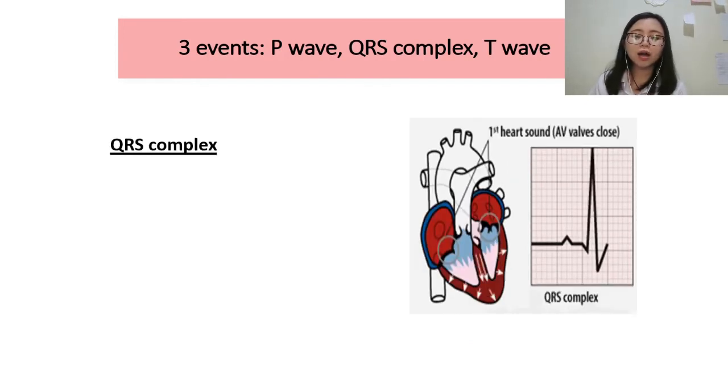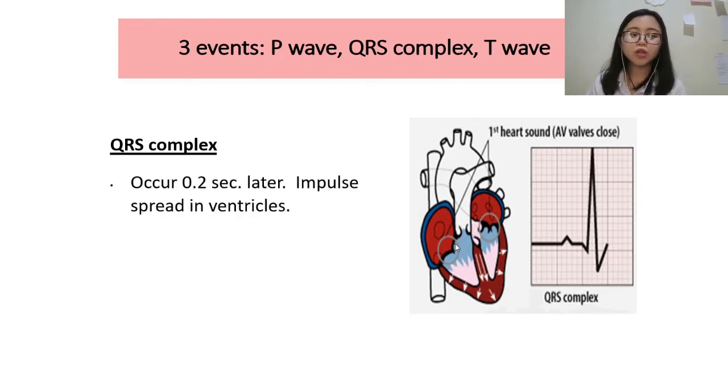Next is the QRS complex. Kalau kamu tengok di dalam wayang, yang part yang dia tit besar itu adalah QRS complex. This will occur 0.2 seconds later. 0.2 seconds after the P. It is when the impulse spread in the ventricles.